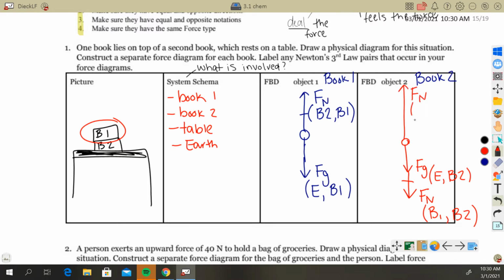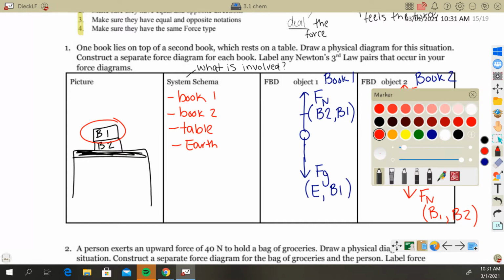So normal force. Who is dealing the normal force? Who's pushing up on book 2? The table. So we're going to call that the force of the table, FT. Okay, force of the table. And who's feeling it? Book 2.